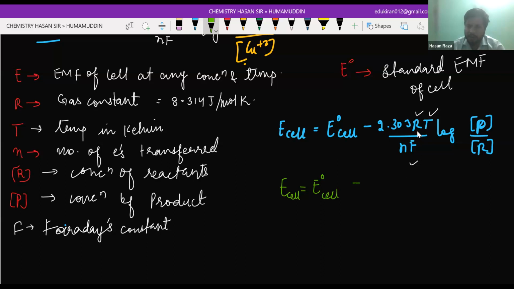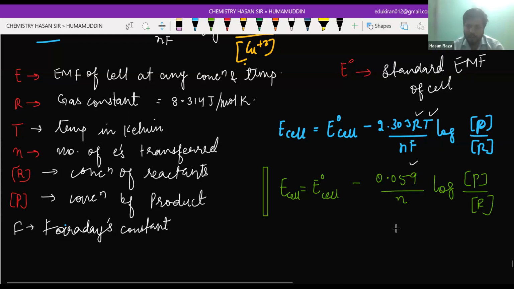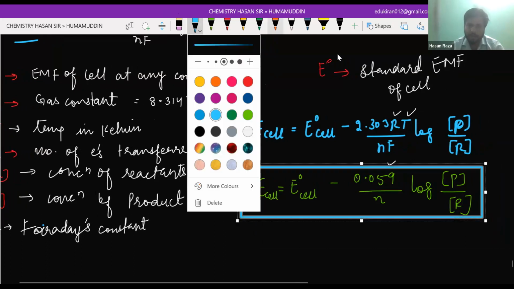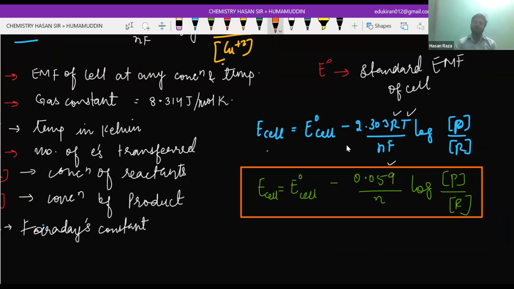And if you write the values R 8.314, T as 25 degrees centigrade, 298 Kelvin, and F as 96,500 Coulomb, then you will get 0.059 upon N log product upon reactant. We didn't define this N because we don't have an equation, we don't have the reaction. If we have the reaction, we can know the number of electrons transferred. So this formula is used to calculate the EMF of cell. Let me know when you are done with this.